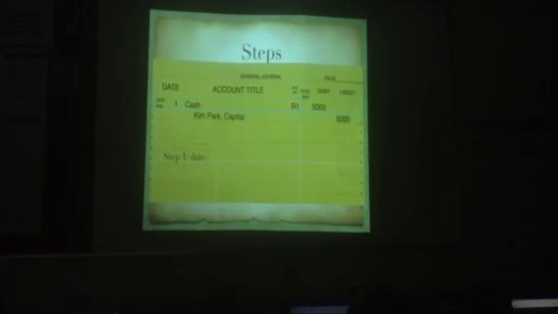Now notice, this general journal has 2 columns for the date. In the first column, you're going to write the year and the month. The second column will be the day.